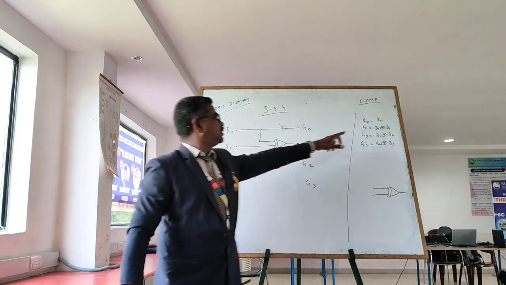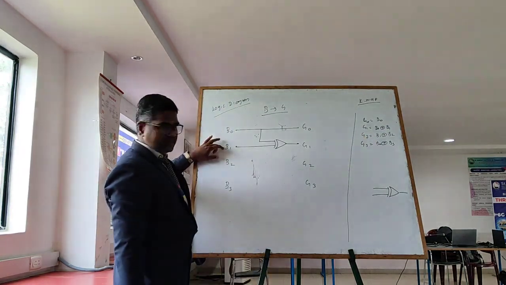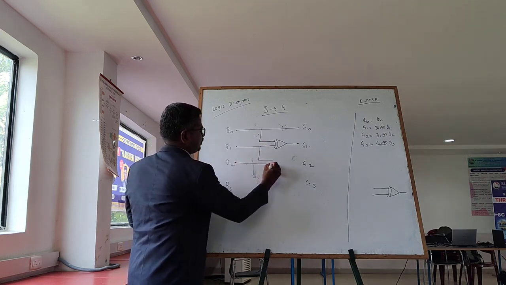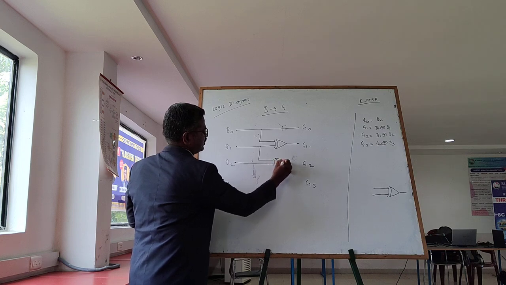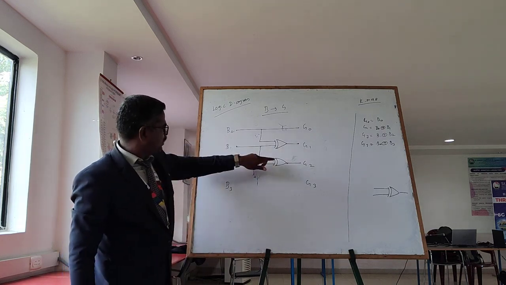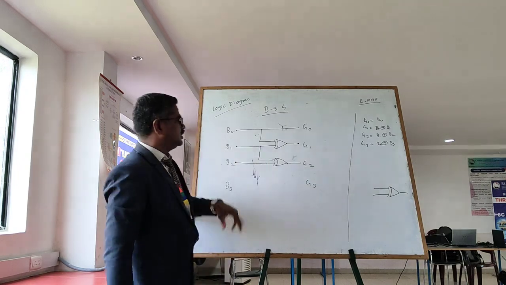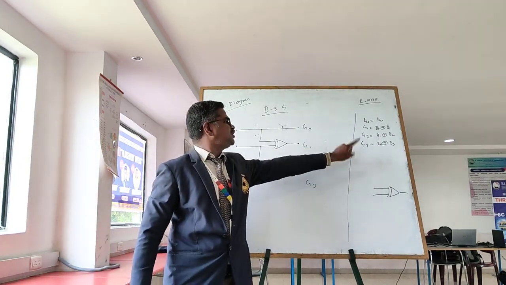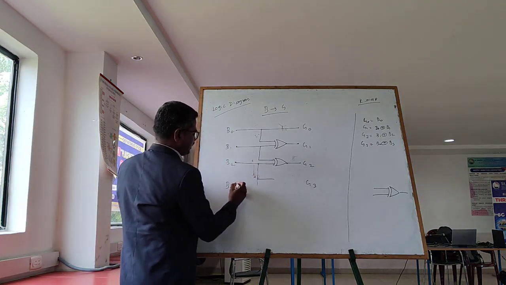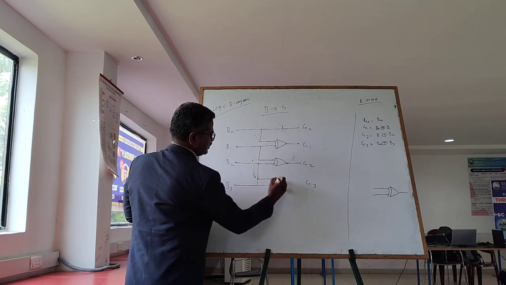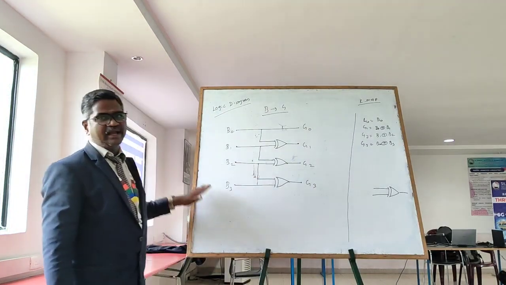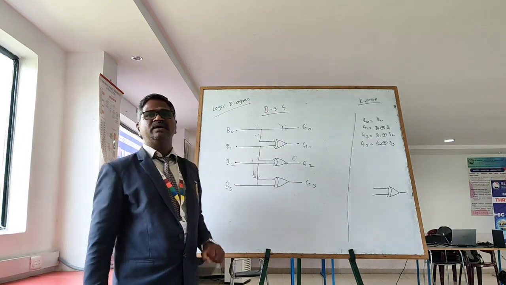Similarly G2. What is G2? B1 XOR B2. So I have B1, B2 inputs. So let me take lines from B1 and B2 and here make an XOR gate. So I am getting G2. So G2, by seeing the diagram, is B1 XOR B2. The final one, G3. What is G3? B2 XOR B3. So we have B2 here and B3 here. Just make an XOR gate and connect. You will get G1, G2, G3. So this is the logic diagram for binary to gray code conversion.